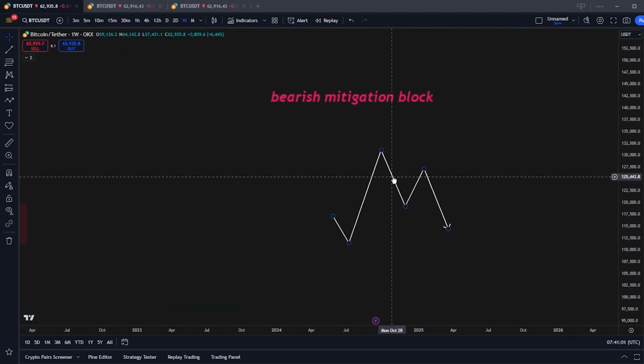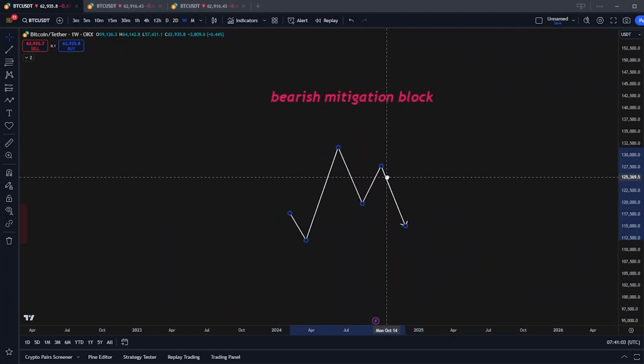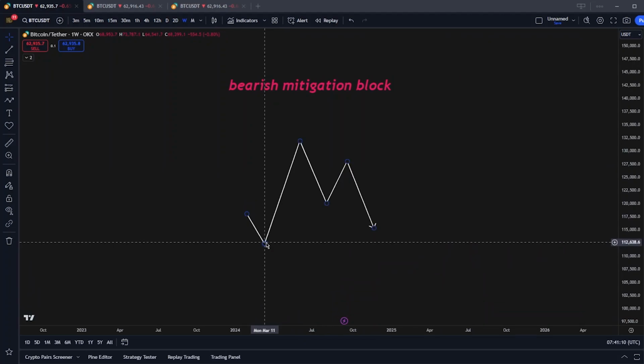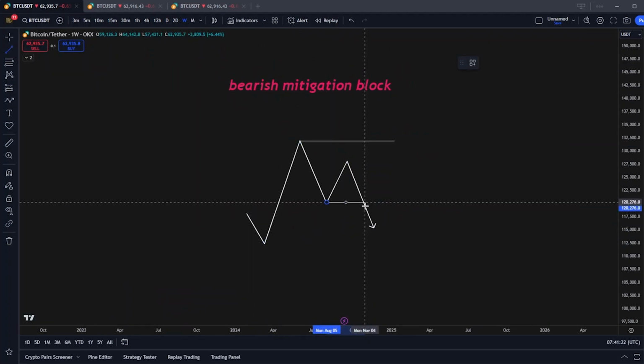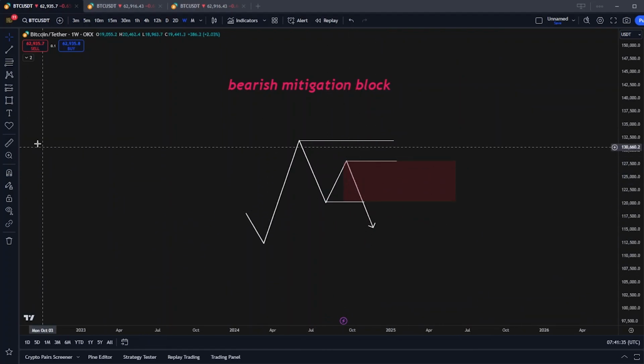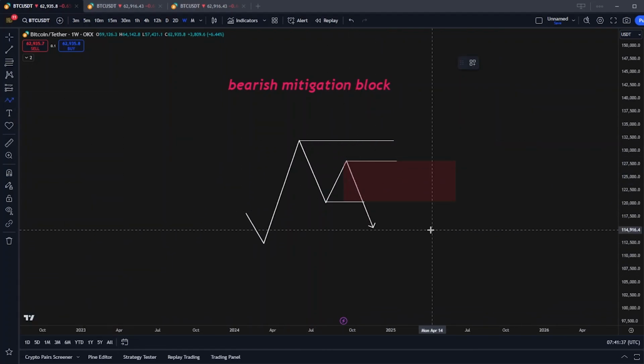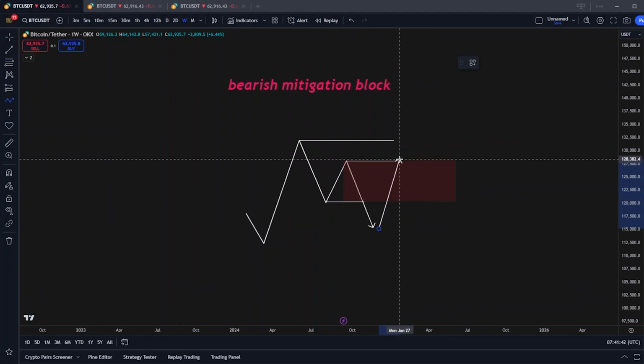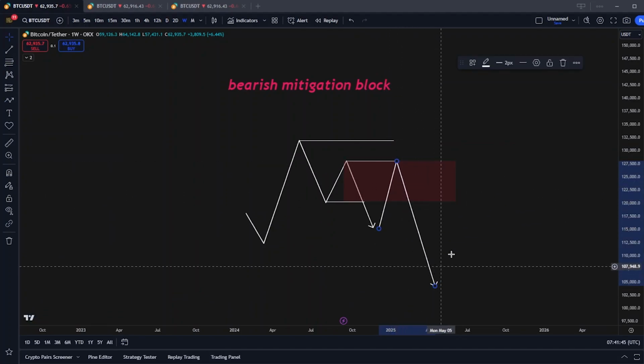Now a bearish mitigation block, on the other hand, is the complete opposite. We will usually have a move up that creates a high, then a slight move down which creates a low, and finally a lower high right here. And then this will be our mitigation block. Once the price breaks through the previous low, we'll usually see it retrace back up, again tap in just below, fill 50% or 100% of the block, and continue the move down.